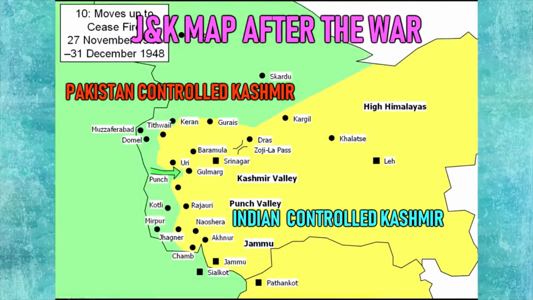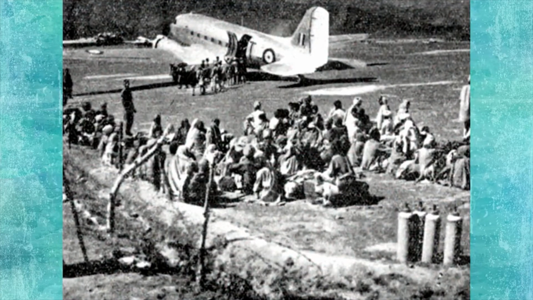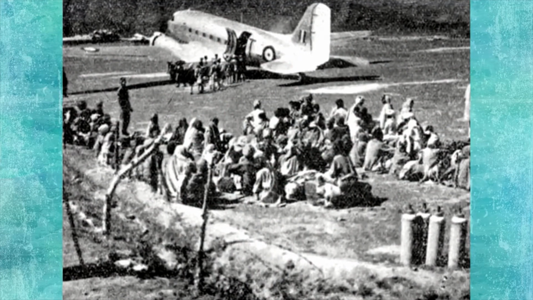However, most neutral assessments agree that India was the victor of the war, as it was able to successfully defend about two-thirds of the Kashmir, including Kashmir Valley, Jammu, and Ladakh. The inconclusive result of the war still affects the geopolitics of both countries.